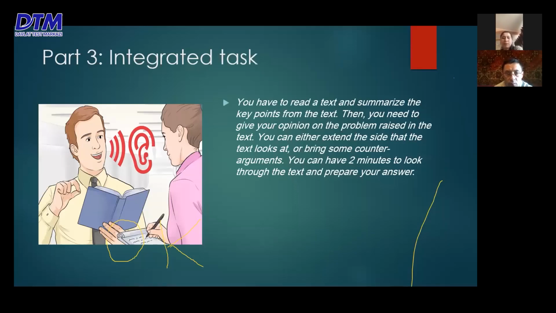Part three is the integrated part. It means that you have to read a text and summarize the key points from the text. Then you need to express the text in your own words. You even have to give your personal opinion, your attitude towards the text. And you can even extend the topic by giving extra information. You have 2 minutes to read the text.